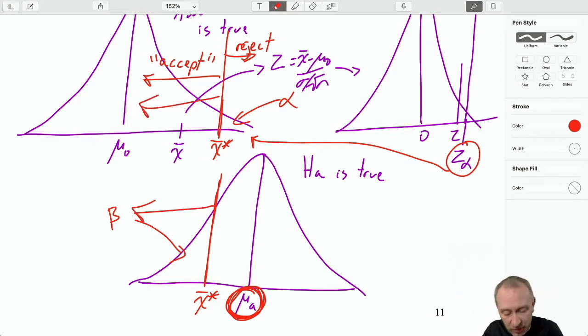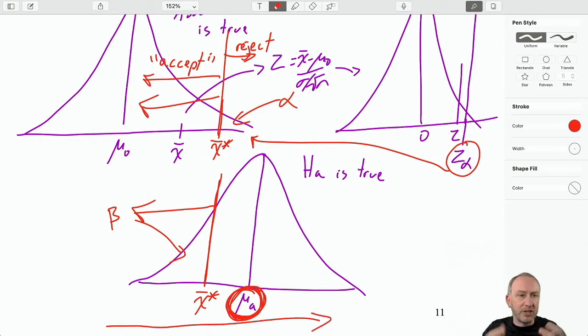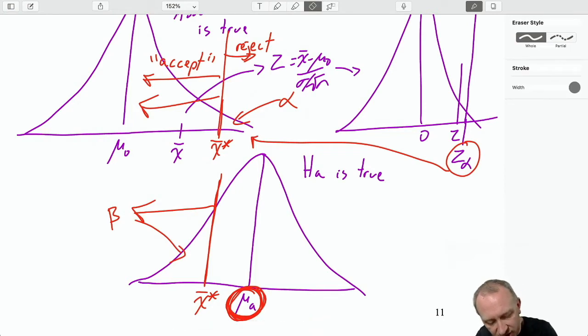Here I can see the way I've drawn it, the alternative is true, right? Because we're increasing in this direction. So here I can see that, as drawn, the alternative is true.